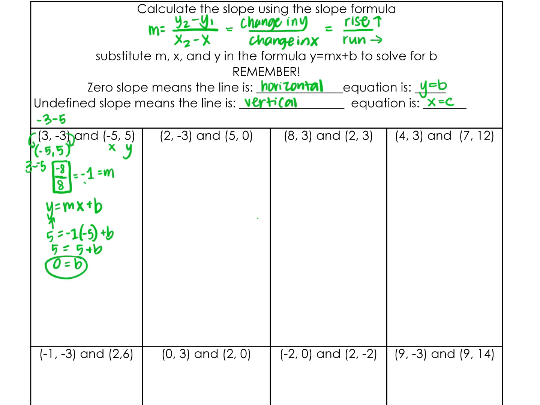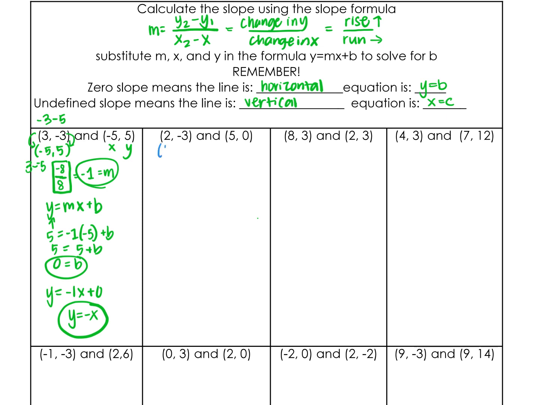So I've got enough information to write my equation now. I write it as -1x plus 0. Now we can simplify this a little bit. Since we don't really need that -1, we just need a -x, and we don't really need the 0. So I'll have y equals -x, and that's my entire equation.